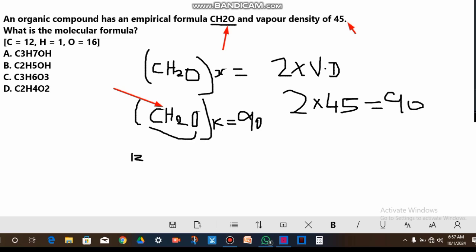12. Then you add, which is plus, hydrogen. Atomic mass of hydrogen is 1. Then anytime you see these down numbers, make sure you multiply, not add. So it will be what? 1 times 2.